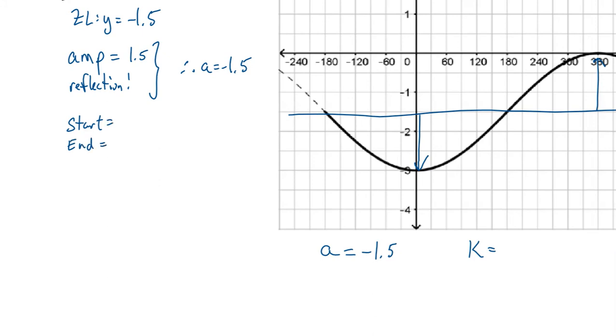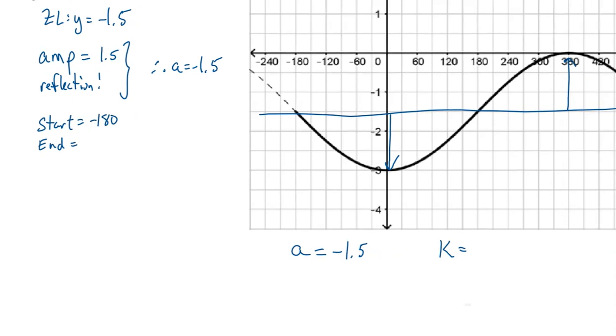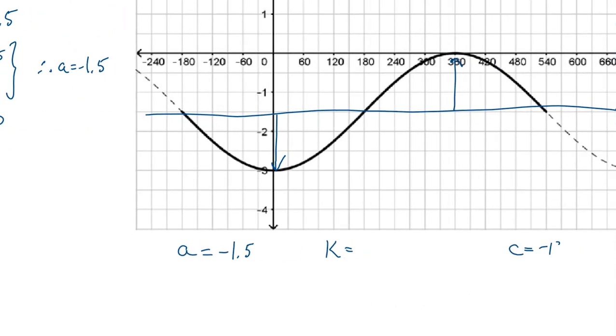Remember, a big part of this process is not just knowing how to do everything, but knowing what to do next. Different people will approach it in different ways. Some of you may not even think of it as a start and the end. You may just think about it, well, what's the C value, and look at where it starts. In this case, it starts right on a spot that's on the scale. So that's an easy one. So the start is negative 180. Therefore, C is negative 180.